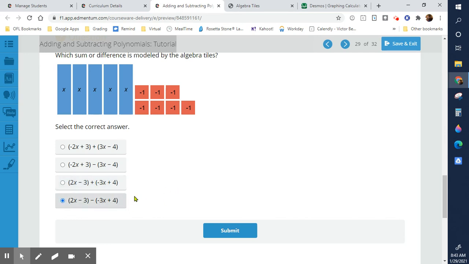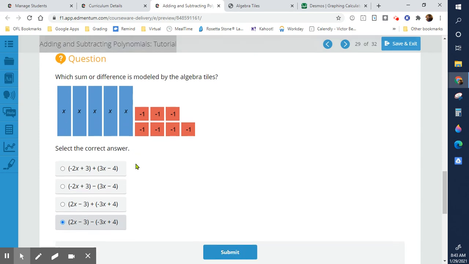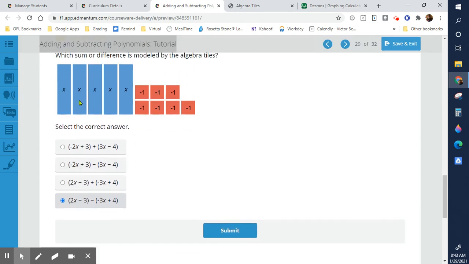Oh, actually, I clicked on it first. Oh my gosh. There are 1, 2, 3, 4, 5 positive numbers. This one can't be it because it's a negative 2 and a positive 3. That would leave you with 1 positive x.